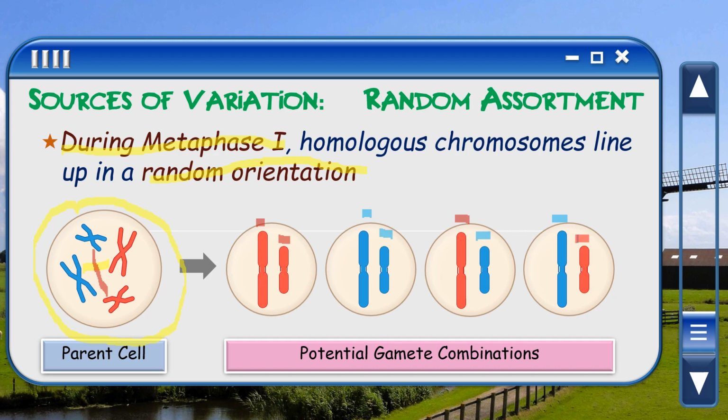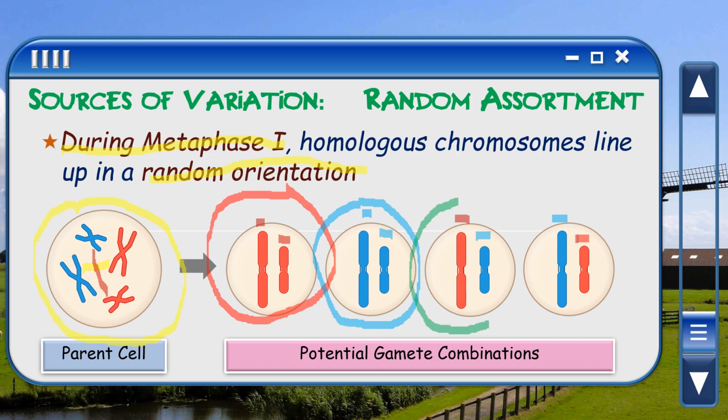When they are orienting themselves, it is not the case that we shall only get the red and the red going together, or only the blue and the blue. There is also a possibility of a mixture, where the red goes with the blue and the blue goes with the red. That is random orientation during metaphase 1.